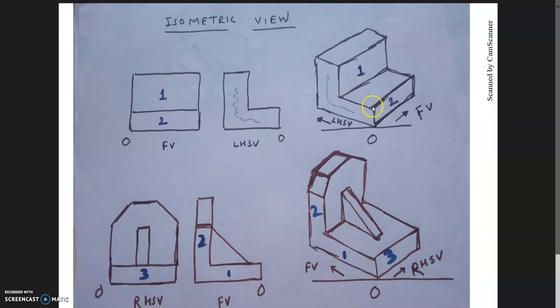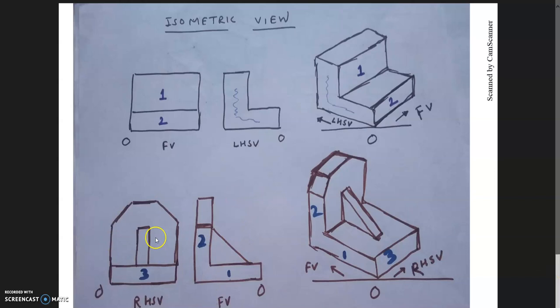Okay, this line is overlapping, this line is overlapping. That's why while drawing, the observer is here. While drawing the front view, 2 and 1 rectangle you can see. Then left hand side, when you are looking from the left hand side, you will get the double L. Okay, double L line. So this is important.